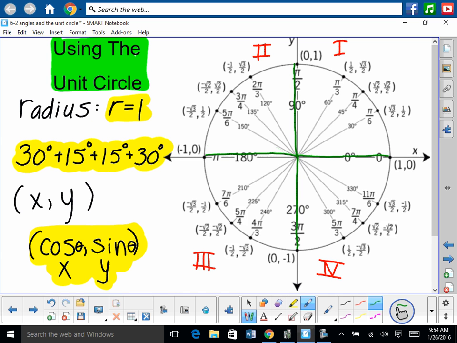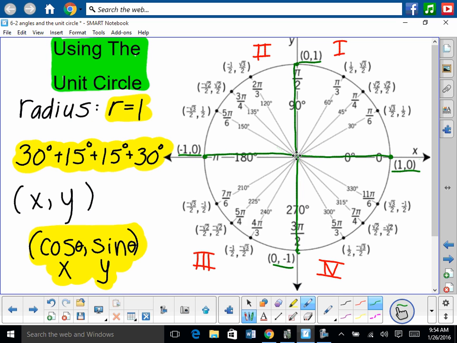A couple of things to notice. This is our x-axis, everybody. So this point would be over 1, up 0. Does everybody see where that came from? Do you see how this point right here would be over 0 on x, but up 1? Do you see where these points are coming from? And then over this way would be negative 1 on x, up 0. So that's where that point comes from. And then this would be over 0 on x, but down negative 1 on the y. So that's where those points come from.